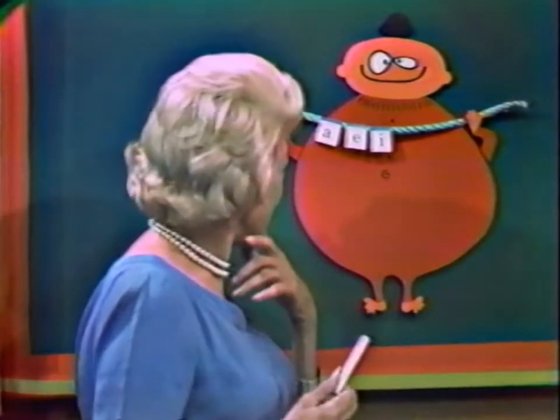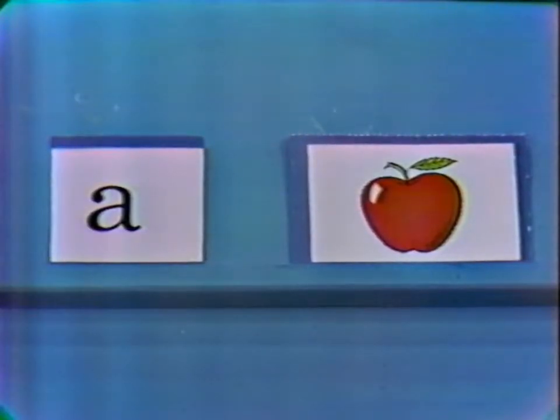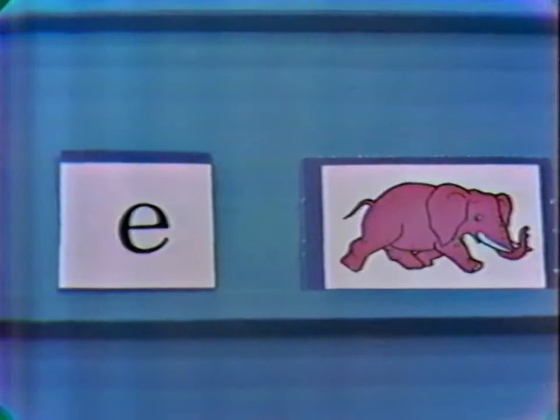Hello. Today we start our second reading lesson with 3 letters you've already learned. Look, Alfred is holding them for us. Thank you, Alfred. Now say them with me. A with the sound of A, E with the sound of E, and I with the sound of I. Remember, A, apple, E, elephant, and I, Indian.